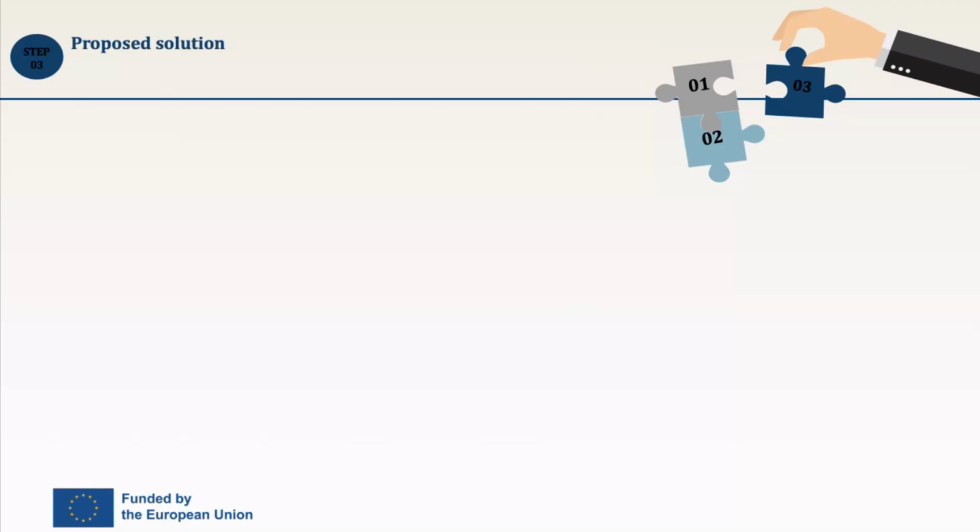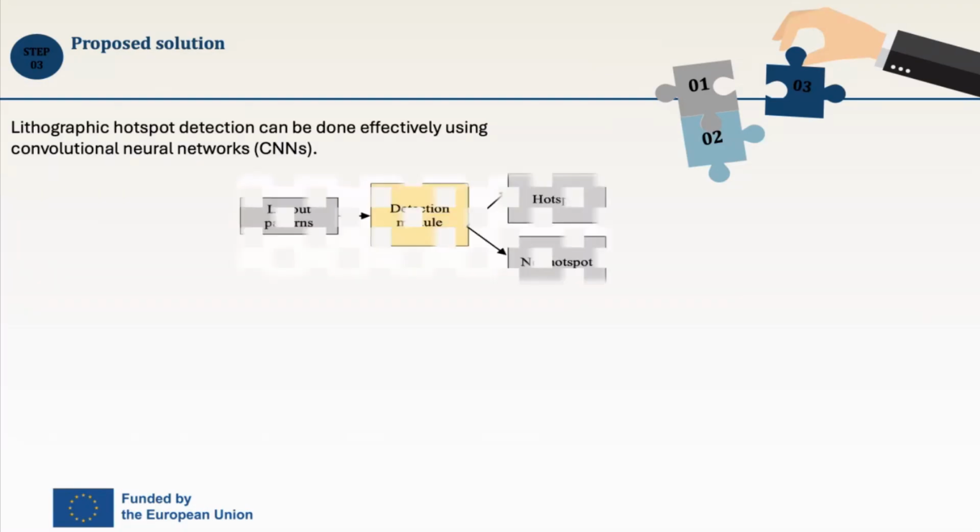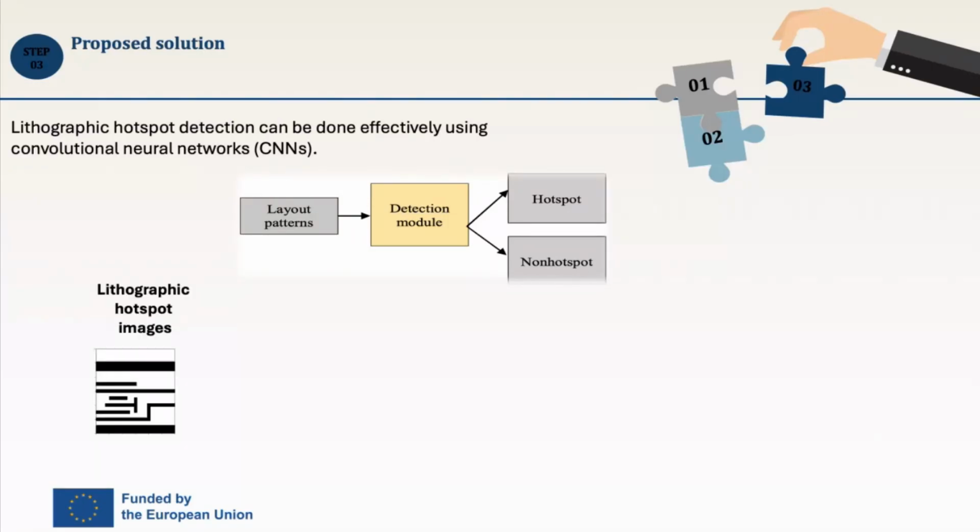In the next slide, we will talk about using the convolutional neural network. As we said previously, it's considered suitable to deal with images. So in the convolutional neural network here, we take these layouts or patterns as an input for the model, and we try to have a specific detection model to decide whether an image or specific layout is hotspot or not hotspot. Let's zoom in on how this model works.